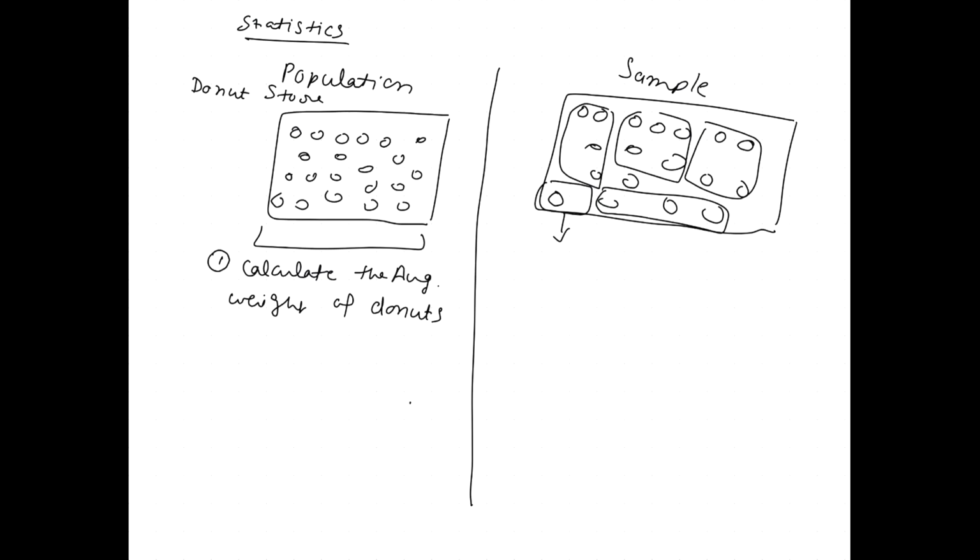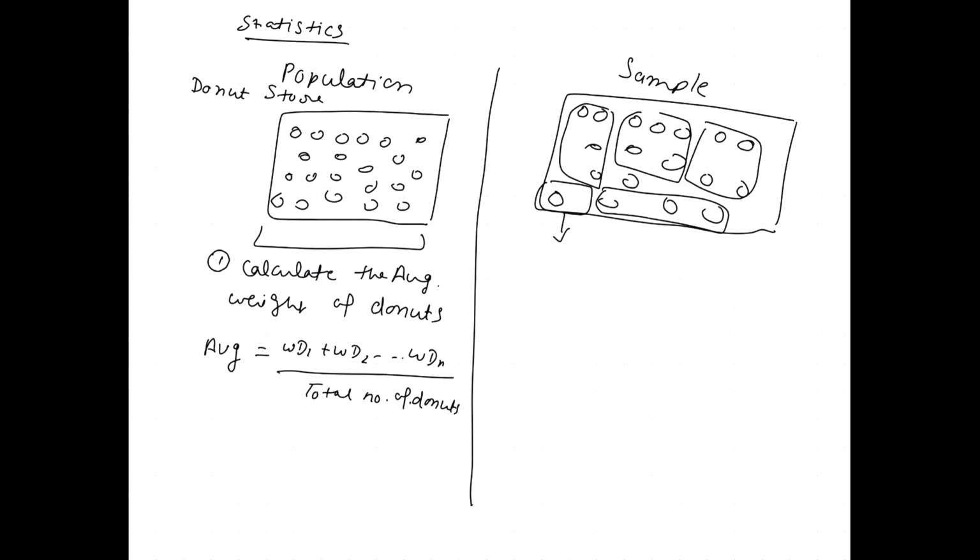It's very simple. You will say average is equal to the weight of the first donut plus the weight of your second donut and so on up to the weight of your nth donut, divided by the total number of donuts. This is what we usually do, right? In general, you will use this formula. This is called population. This means you are working with the population.